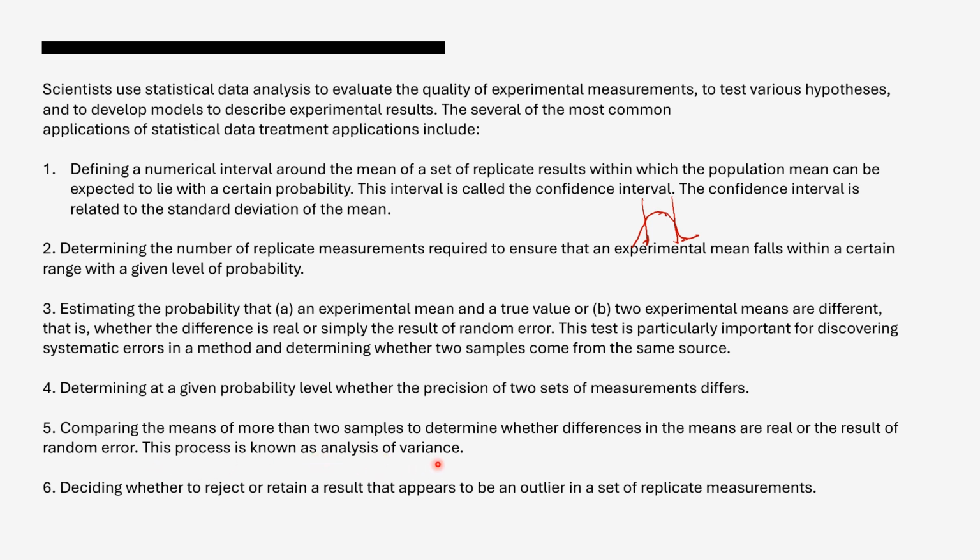This can be done via analysis of variance. For example, you have a lot of variables that you vary in your data, so you do the analysis of variance in order to know if the results are statistically the same or statistically different. And we can also decide whether to reject or retain a result that appears to be an outlier in a set of replicate measurements. So this summarizes the six steps in statistical data treatment.